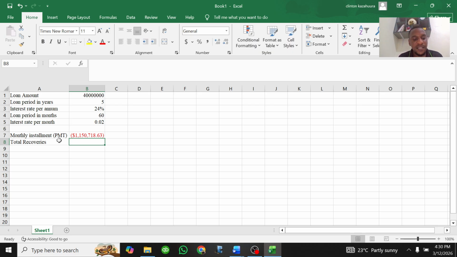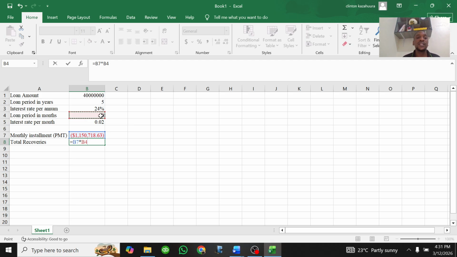So that amount must pertain the loan amount, which we are calling the principal, which is the 40. Then also plus the interest. But then remember, the monthly installment, which we have determined here, has a component of loan amount and also interest. So for me to determine how much this person would pay at the end of the period is simply by getting what he will be paying each and every month, times the number of months he's going to pay it. So I'll say equal sign. I click in the monthly installment, then I multiply by the number of periods.